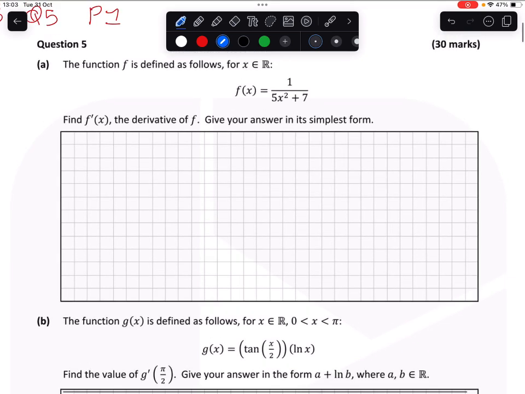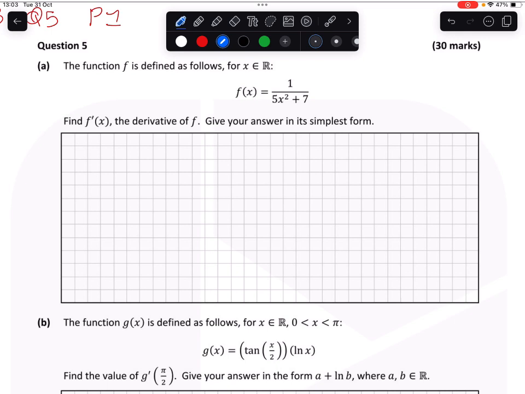So question 1 of part A says the function f is defined as follows: for x an element of R, f of x is equal to 1 over 5x squared plus 7. Find f prime of x, the derivative of f of x. Give your answer in its simplest form. So there's two ways to do this.